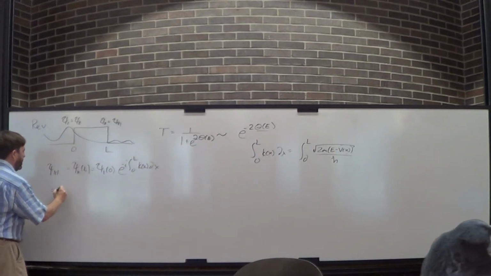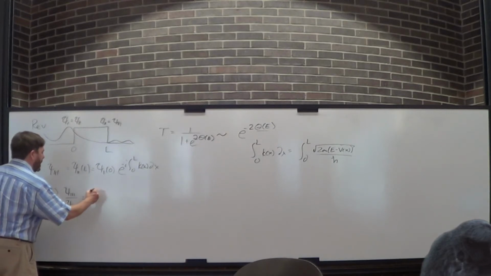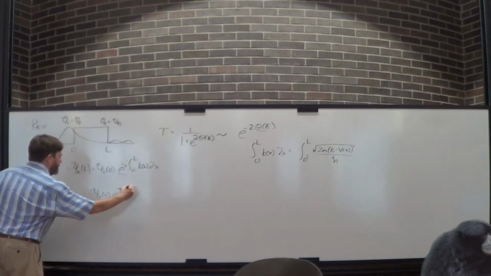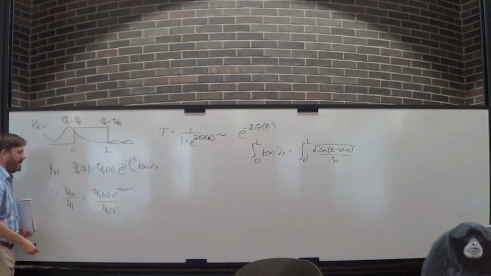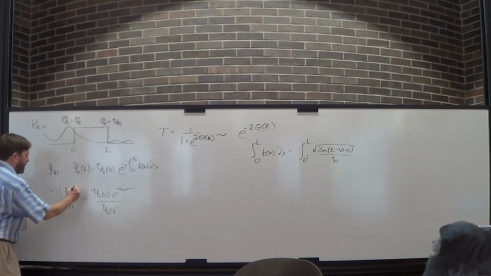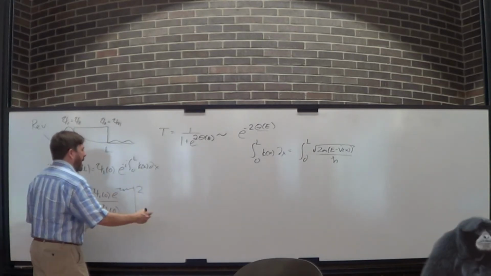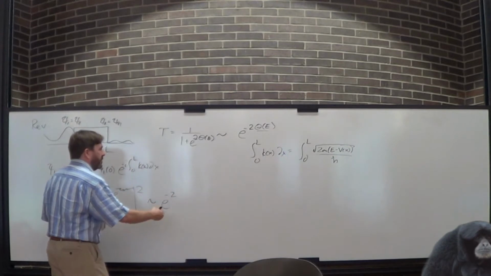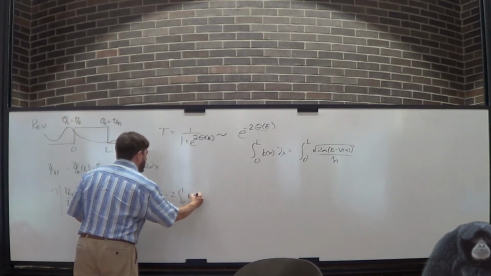And so wave function 3 over wave function 1, which is the percent transmission, ends up being wave function 0 times e to the blah over wave function 0. And then of course you have to square it, and the answer is e to the minus 2. The 2 comes from squaring the integral from 0 to L of kx.